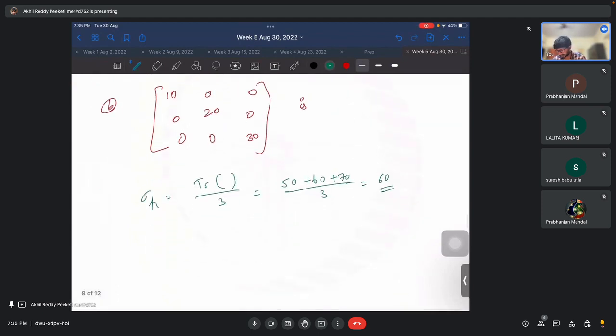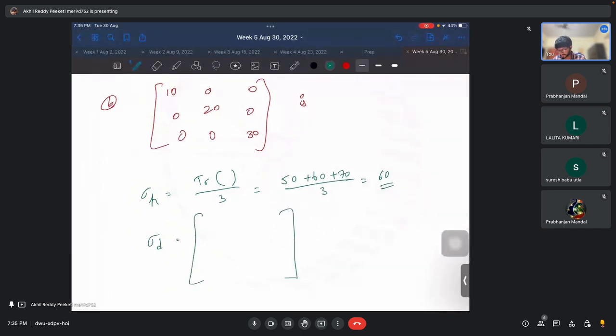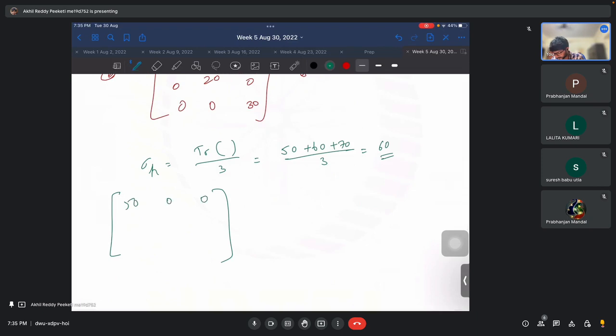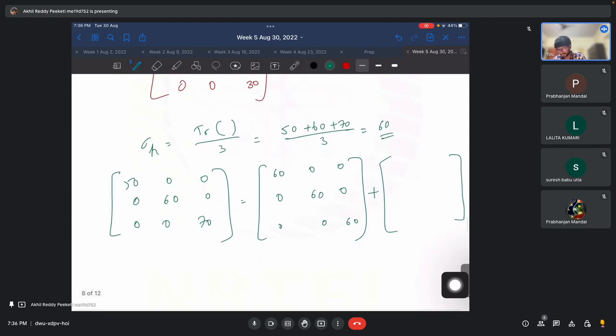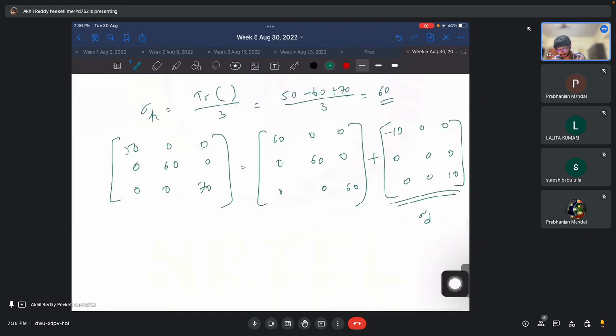Now what would be the deviatoric stress tensor? So let me write it this way. The original stress tensor is 50, 0, 0, 0, 60, 0, 0, 0, 70. That we can now write as 60, 0, 0, 0, 60, 0, 0, 0, 60 plus the remainder. So this is the hydrostatic stress system. So what would the remainder be? If you have to get 50, then 60 minus 10. So 60 only, and 10. So this is the hydrostatic part.